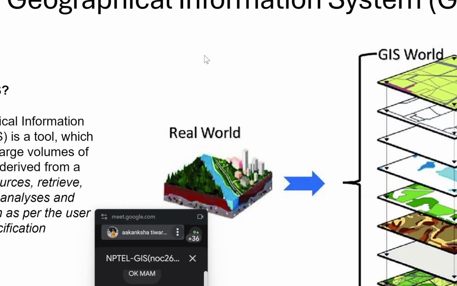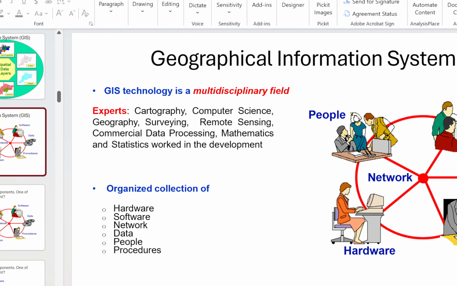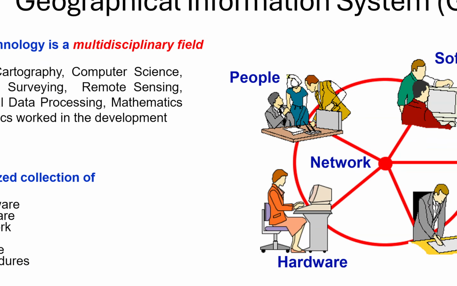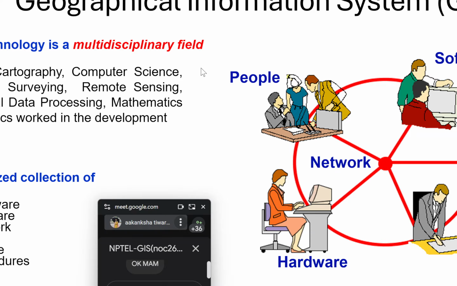The slide is not moving. Okay, so if you are interested in this field, this is a multidisciplinary field. There are lots of experts who use geographic information system technology: in surveying, in remote sensing, in statistical work or commercial data processing. So lots of experts use this GIS technology.